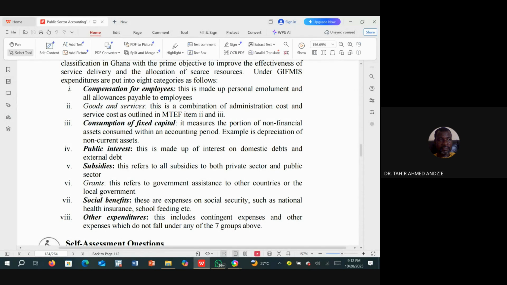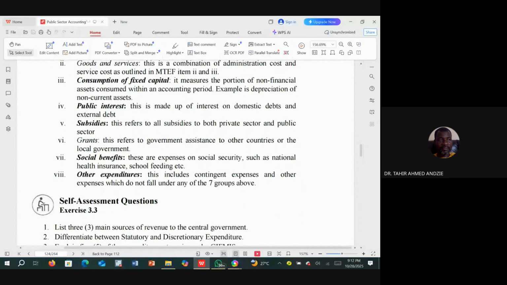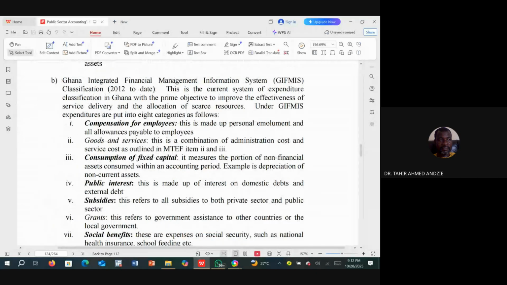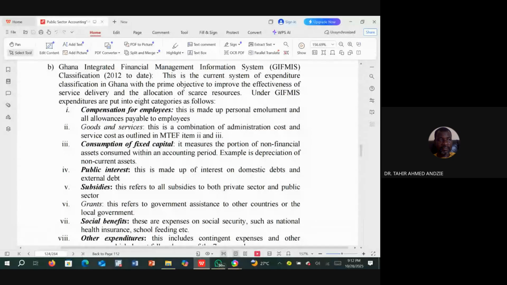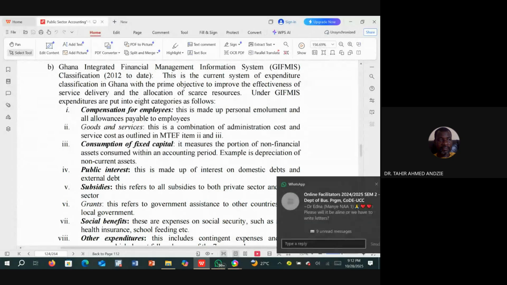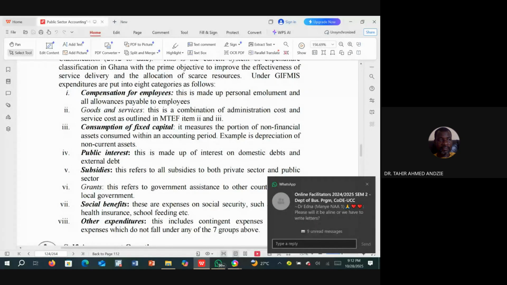Then we have other expenses. Other expenses include contingent expenses and other expenses which do not fall under any of the 7 groups. So look at this classification very well, because when it comes to preparing the central government account, we are going to look at the classification of the revenues and the expenses, right?